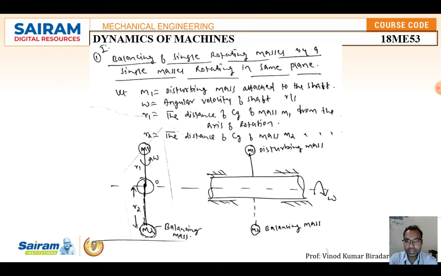Take one particular shaft upon which a disturbing mass is fixed at a radius of r1. If you give some speed, that is angular velocity, it will rotate and produce an effect. To make it balanced, we put another mass in the opposite direction. That is m2 and r2.